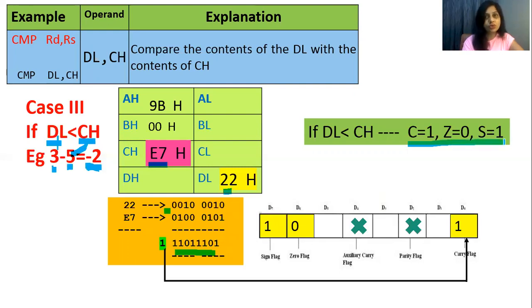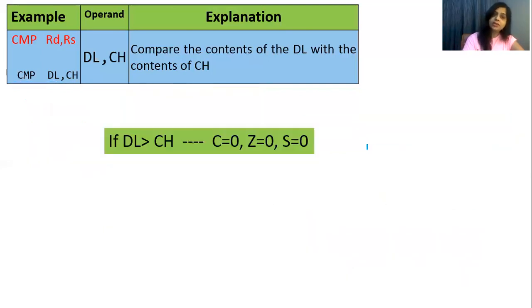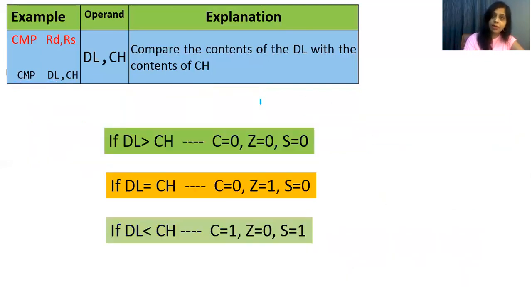That means in a situation where we don't know what CH or DL holds and just want to check if CH holds a bigger number than DL, we can simply execute this instruction and check the status of these flags. If it matches this particular pattern, then we can conclude that yes, the number that DL holds is smaller than the number that CH holds. Similarly, we can conclude the same thing like this.